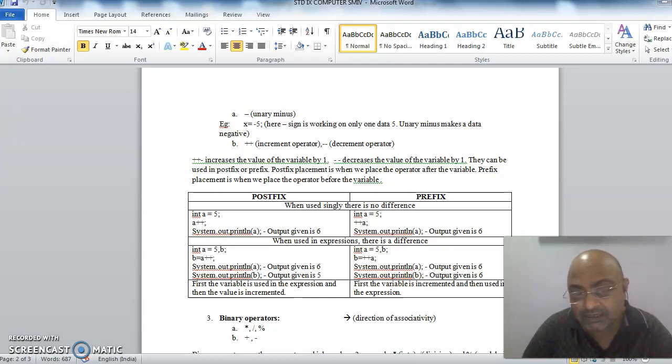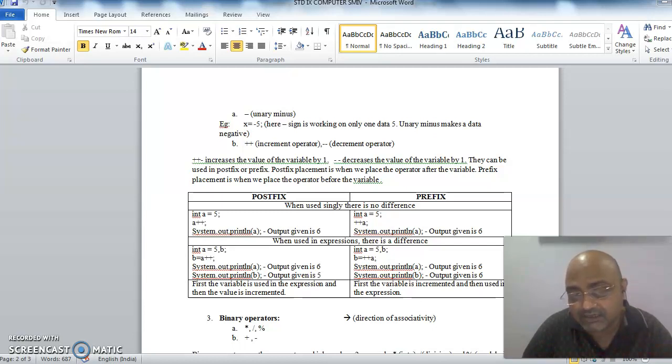So notice here b = a++. So assignment is there, equal to sign is there, and plus plus is there. So first it will assign the value of a to b. So what value will go in b? The initial value of a, 5, will go from a to b, or will be copied from a to b, and then the value of a will be increased. So a will become 6.